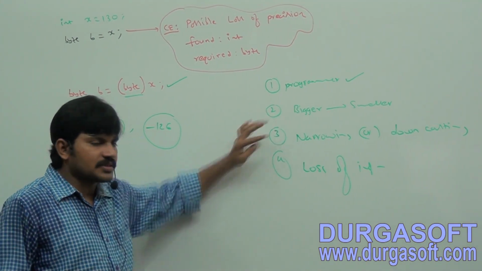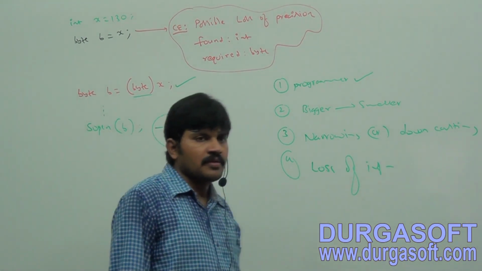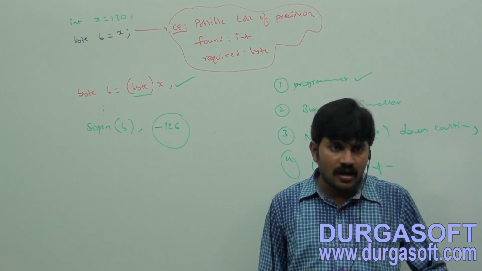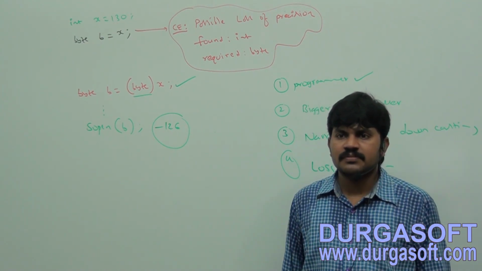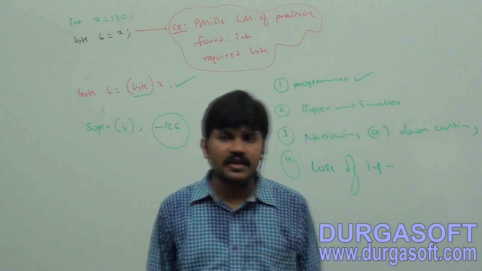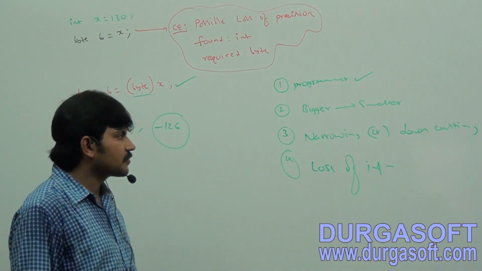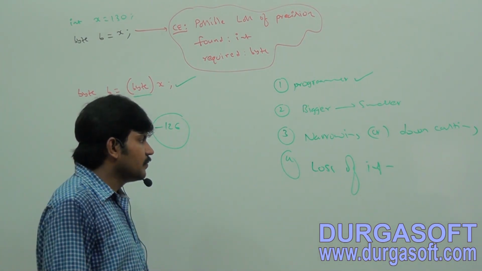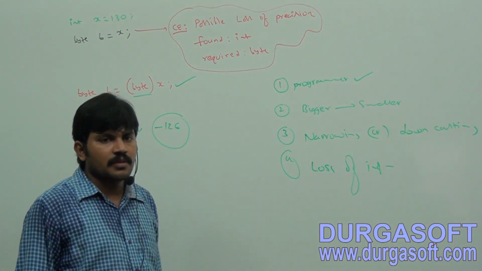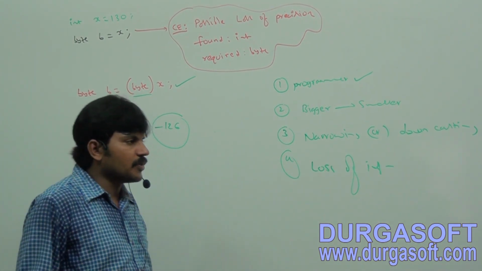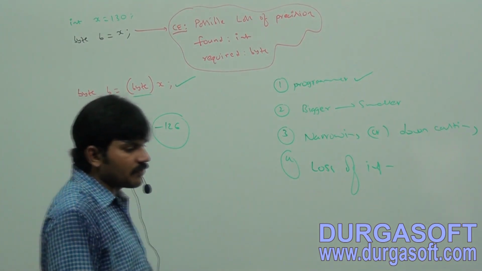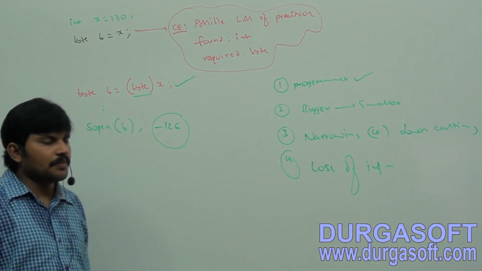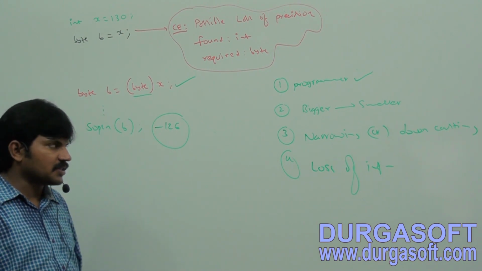Next, third one: it is also known as narrowing or downcasting. Fourth one: there may be a chance of loss of information in this typecasting.